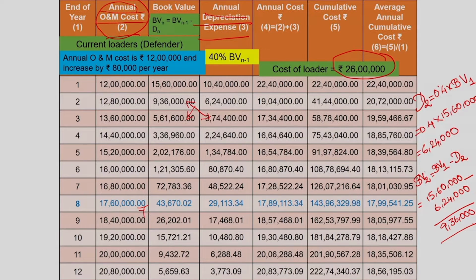Now let us estimate the annual cost. In this problem, to make it simpler, I have reduced the components of the equipment cost.